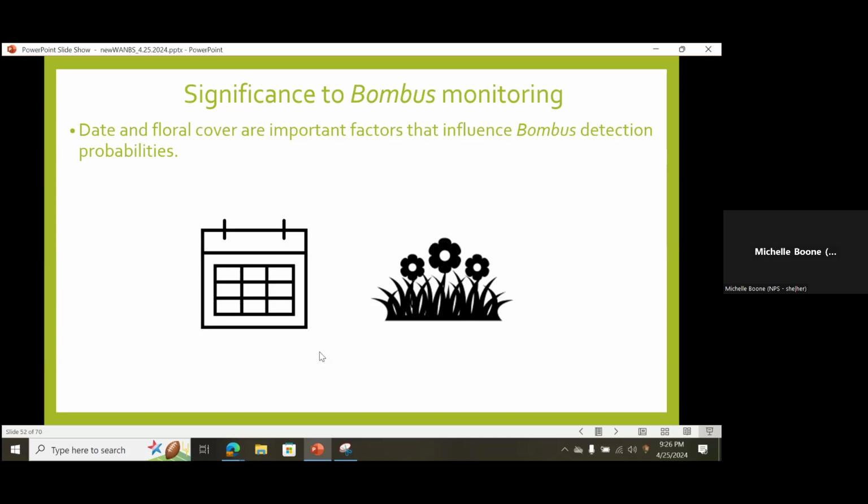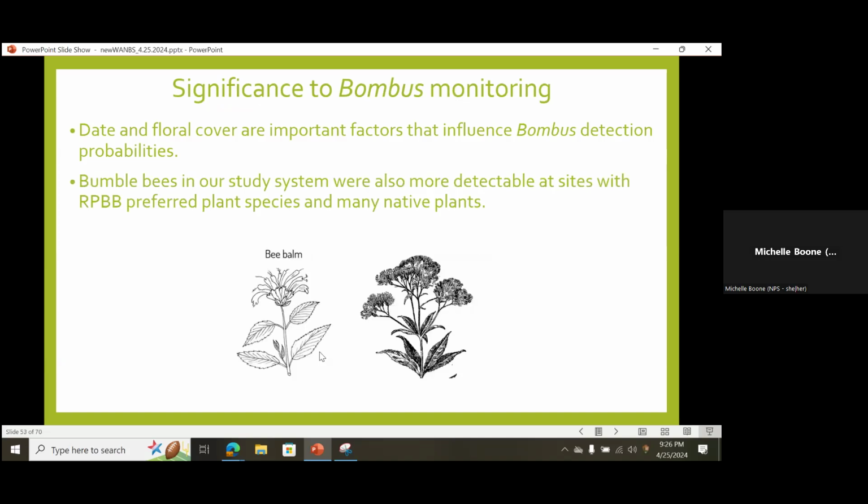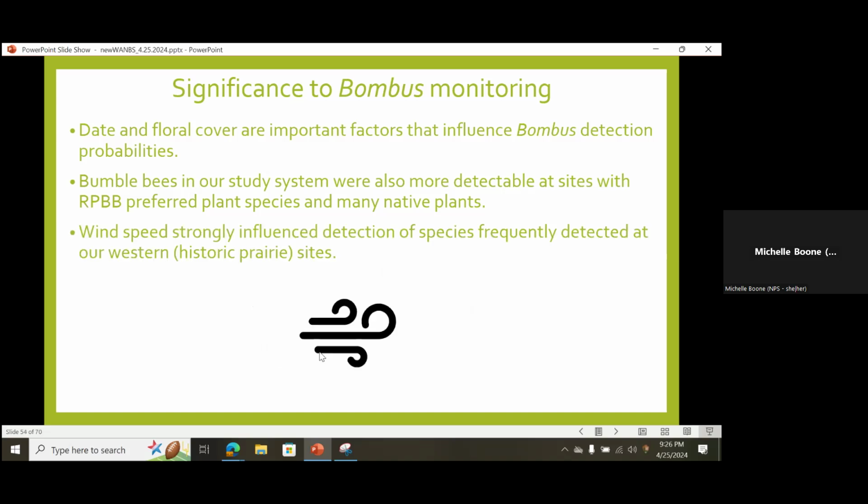So what did we learn? Date and floral cover are super important factors for detecting bumblebees. Bumblebees in our study system are also more detectable at sites with specific preferred plant species and with many native plants. And as I said, wind speed also strongly influenced detection at western sites. So that's the studies I did.